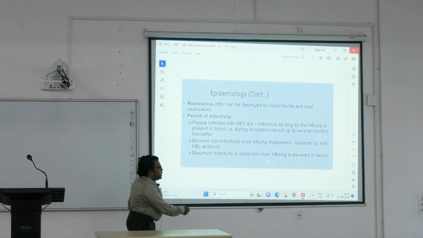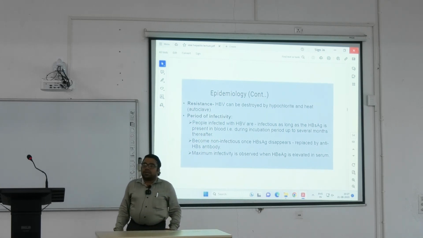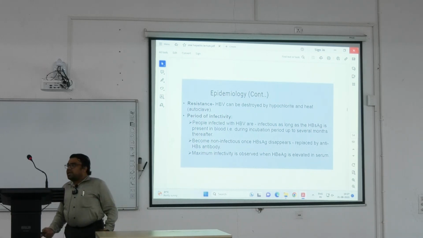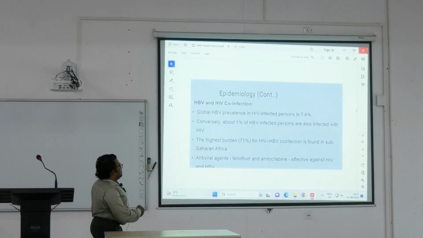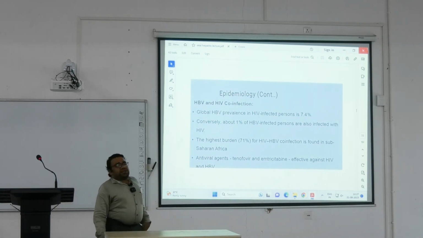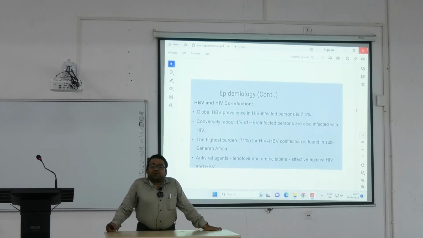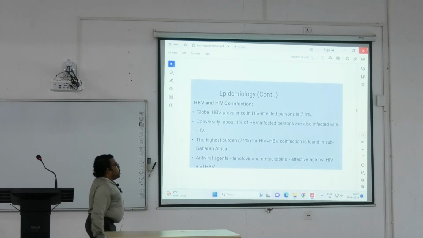Maximum infectivity is observed when the E antigen is elevated in the serum. Okay. So maximum infectivity means maximum number of virus. That means it is an indication of active replication. Now, hepatitis B virus transmission is also similar to that of HIV. Hence, both the viruses can co-infect. Okay. So many people will have hepatitis B and HIV virus co-infection.